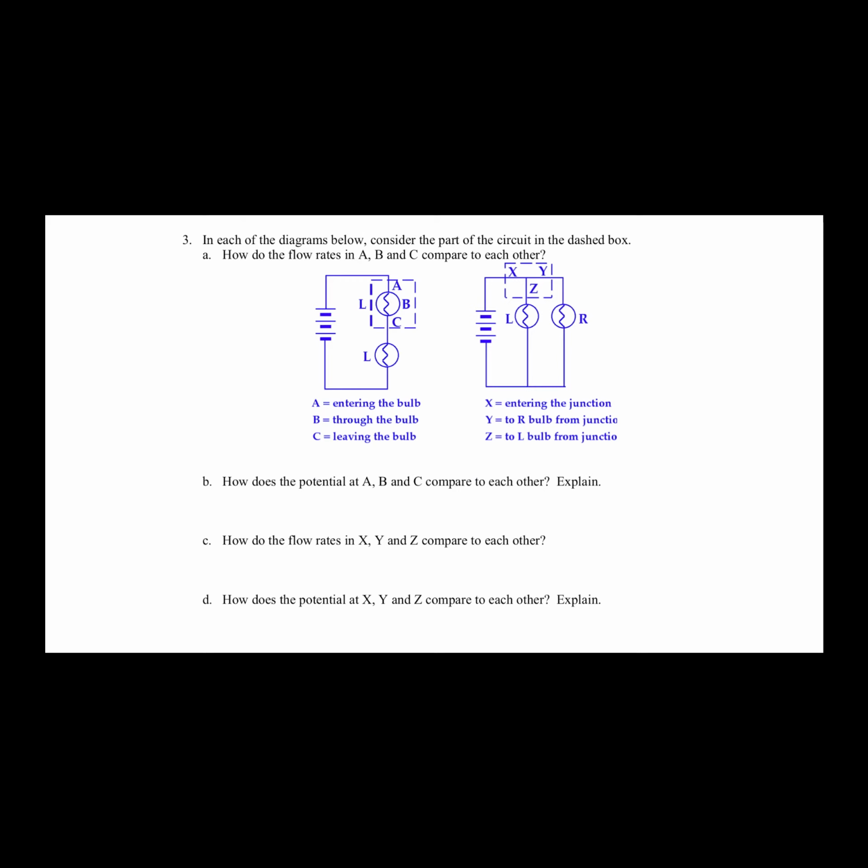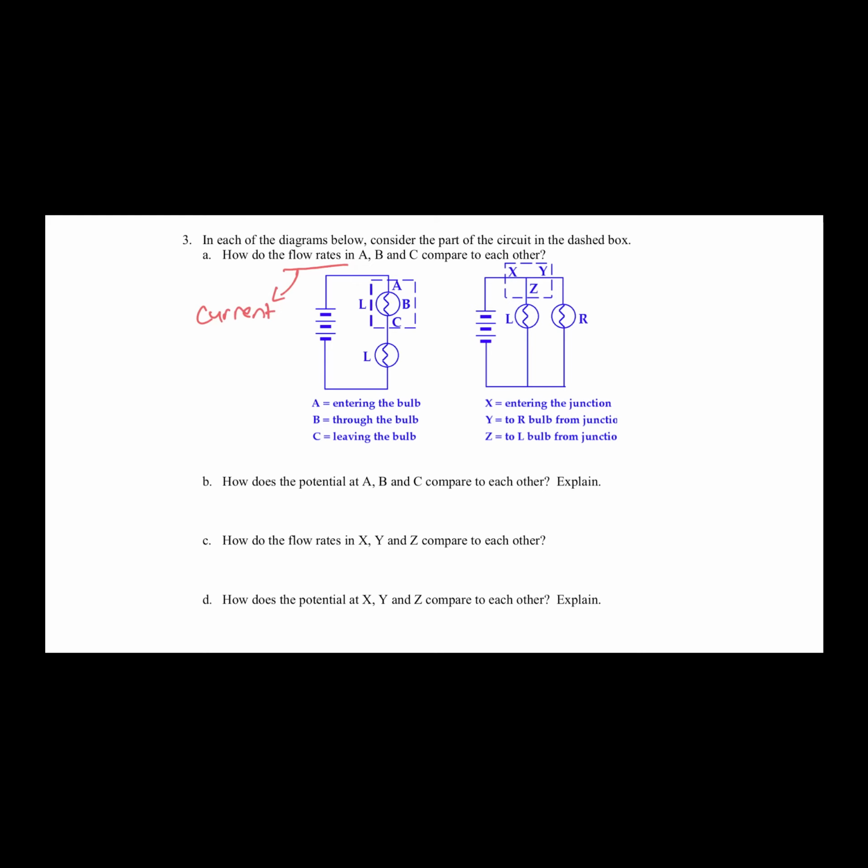All right, problem 3 is asking us to make some comparisons. In A, it's asking about these 3 parts, A, B, and C. These are all right before, in the middle of, and right after a light bulb. It uses the word flow rate, and here that means current, because current is the flow of charge.